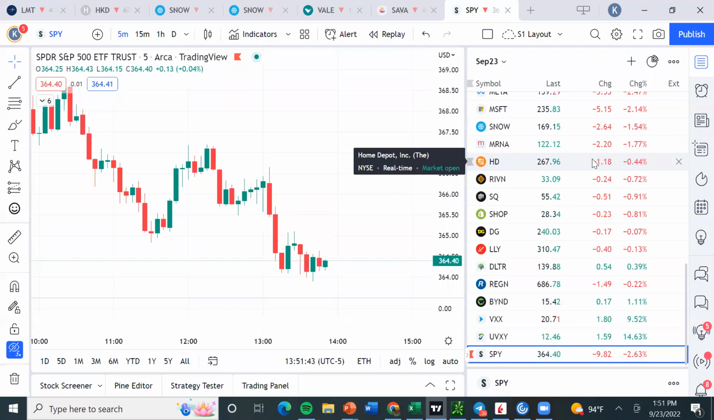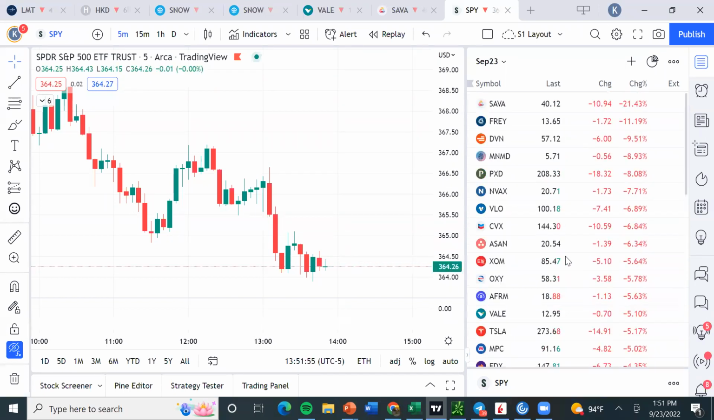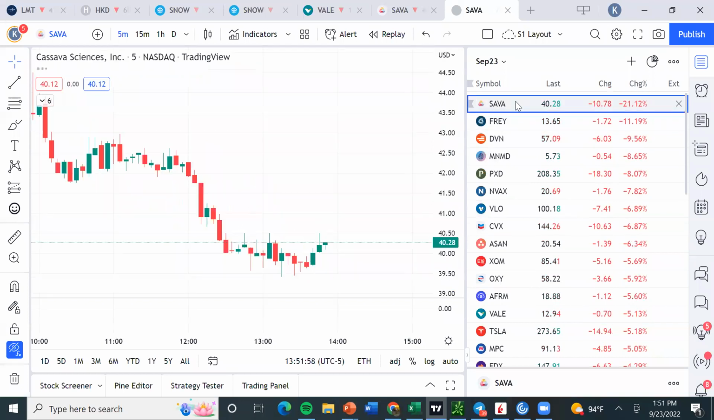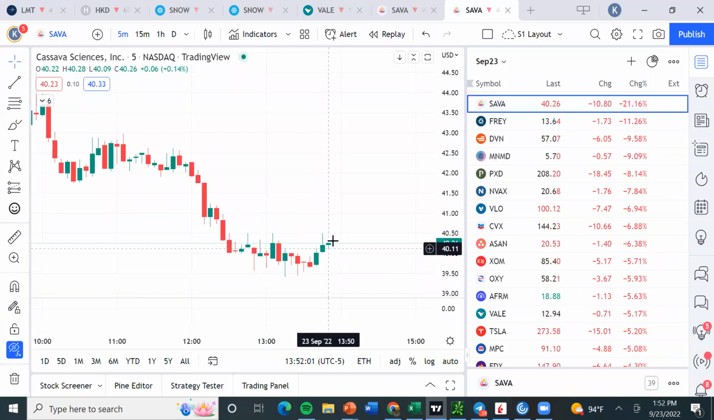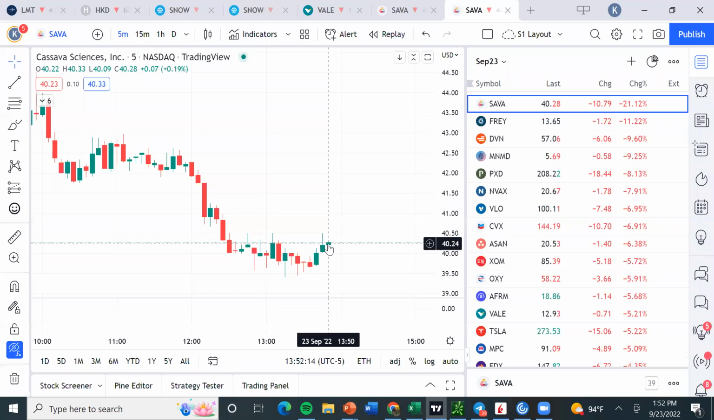As far as I know, Sava should move to 42 again, or minimum 41 in the next 1 hour. I don't know if there was any positive news. You can see that since the last 15 minutes, all the green candles. It is trying to break out a resistance at 40.2. If it breaks that, then it can go to 41 plus.